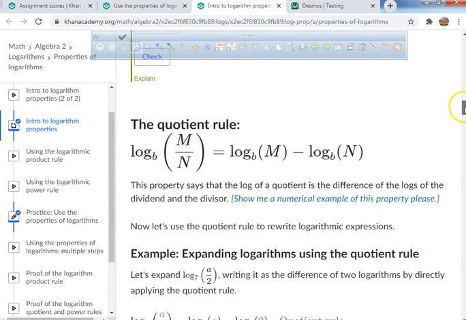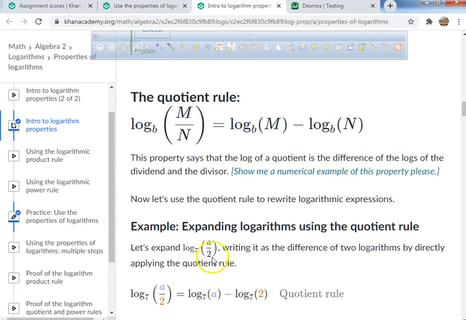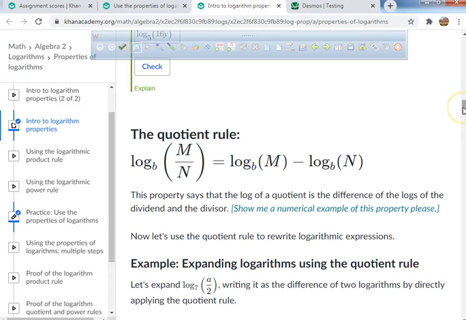Now let's look at the quotient rule. If we wanted to expand this, right here, you're going to do a minus 2. So we have log base 7 of a minus log base 7 of 2. Now, the product rule, quick little, let's go back, let me show you something. Hopefully this will make a connection.